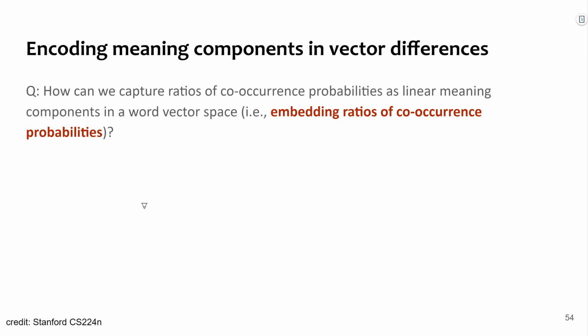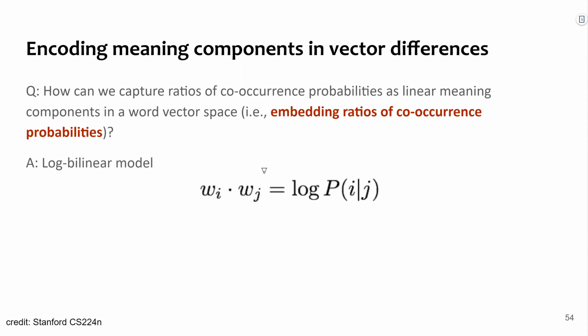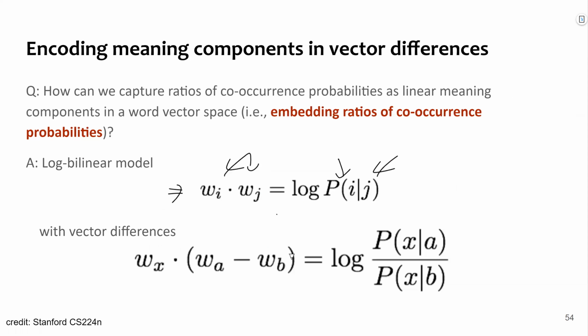How can you capture ratios of co-occurrence probabilities as linear meaning components in a word vector space? We could use a log-bilinear model. Given the word J, we want to predict the probability of I. We do just a dot product between these two word vectors. And with vector differences, we do this. So for ratios, we calculate the subtraction between these two vectors. That's all, okay?